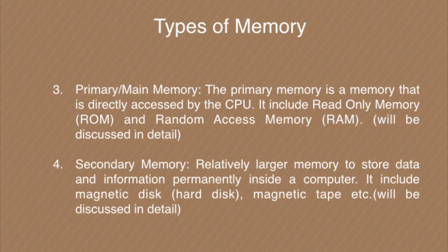And the last category is secondary memory. Secondary memory is used to store huge amounts of information or data. For example, a hard disk, also known as magnetic disk, magnetic tape, etc. are examples of secondary storage devices. We will discuss secondary memory in the coming sessions. So we have to elaborate on these types of memory in detail in the coming sessions. For now, just know what the different types of memory are.